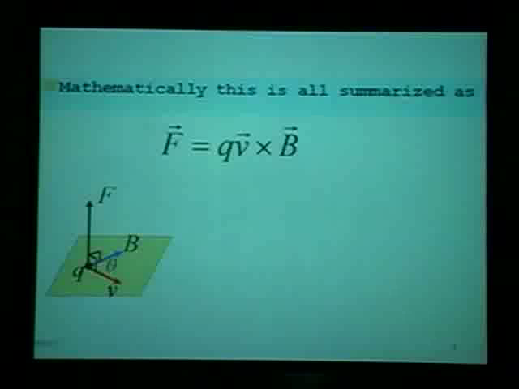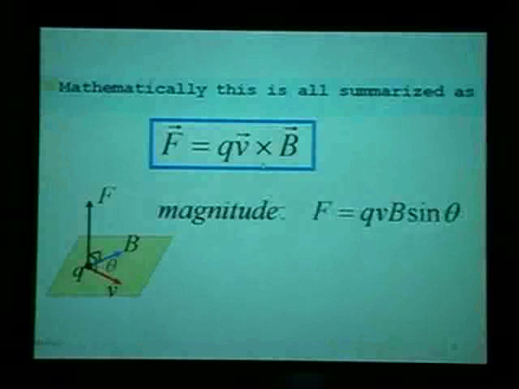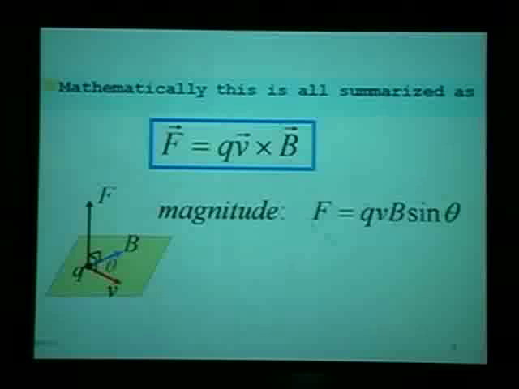Mathematically, all this is summarized as this. With all that experimental observation, we would say that the force on a charged particle moving in a magnetic field, designated by B, is equal to its charge times the cross product of its velocity with the magnetic field. The magnitude of this cross product is the charge times the magnitude of the velocity times the magnitude of the magnetic field times the sine of the angle between the velocity and the magnetic field. That's the magnitude of any cross product: the magnitude of the two vectors times the sine of the angle between them.